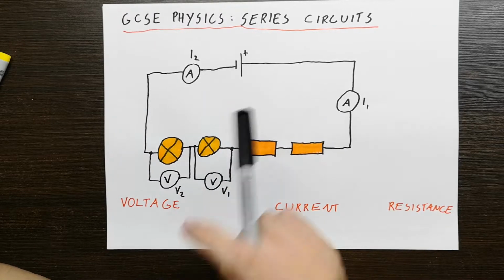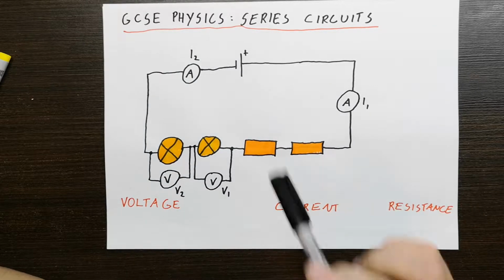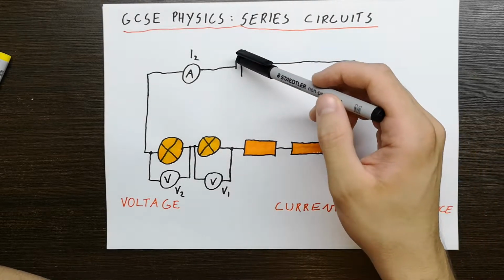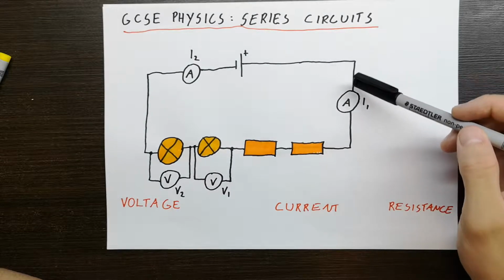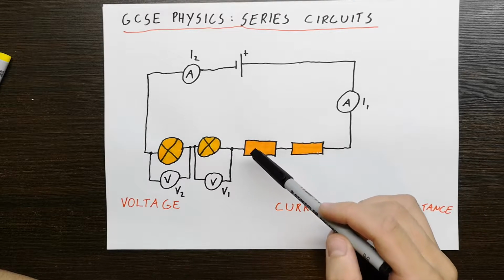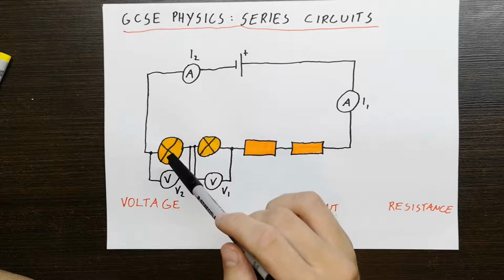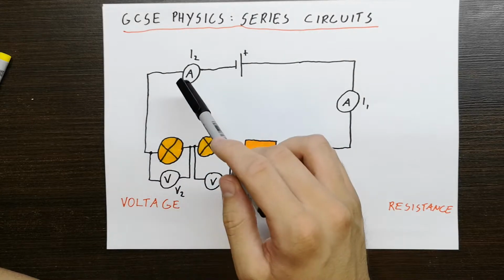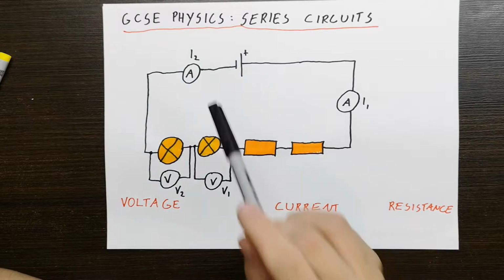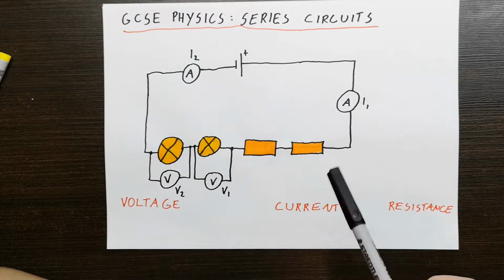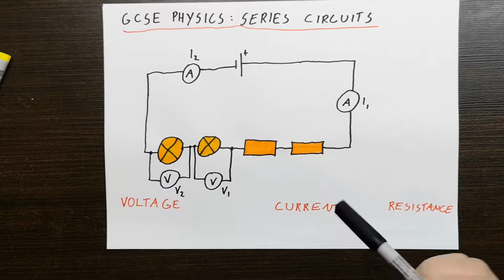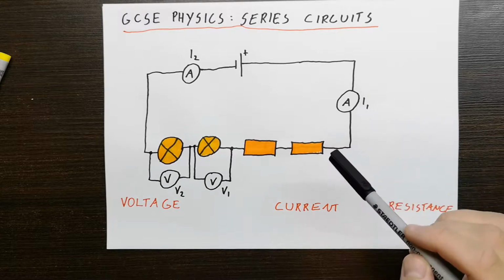Okay, so here we have an example of a series circuit. Here we have a cell with a positive end and negative end, and then the charge flows along this cable, goes through an ammeter, then carries on flowing, goes through two resistors, then two light bulbs, goes through another ammeter, and then hits the negative end of the cell. And that way we complete our series circuit. This is a series circuit because everything is connected in series. What does it mean, series? Everything is connected one after another.